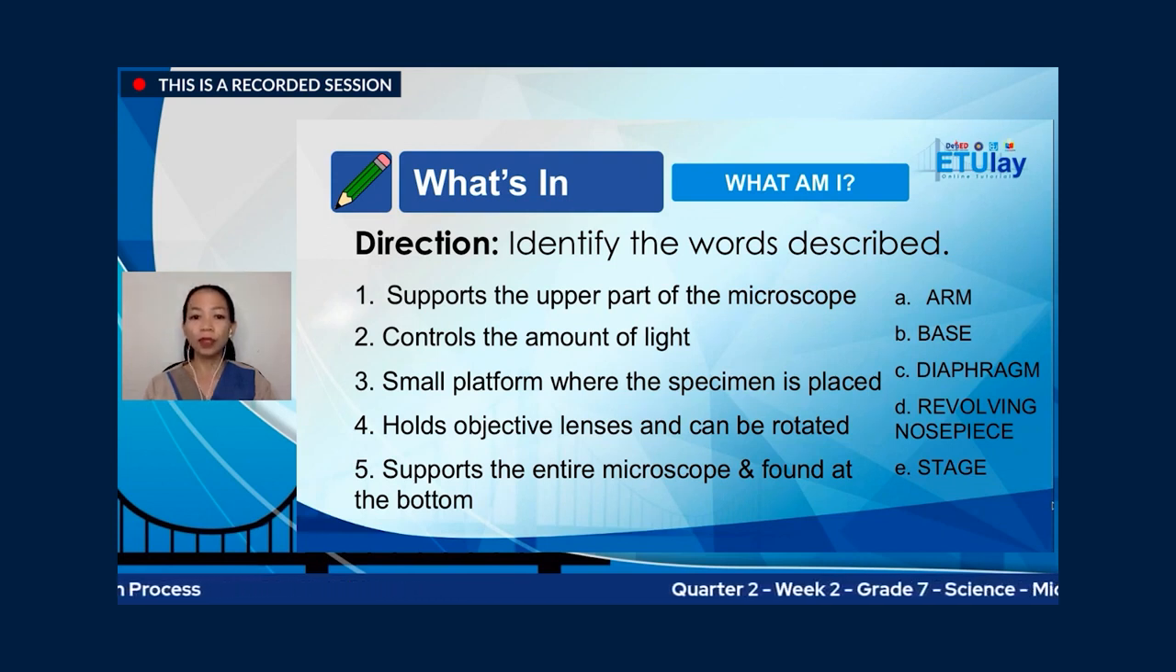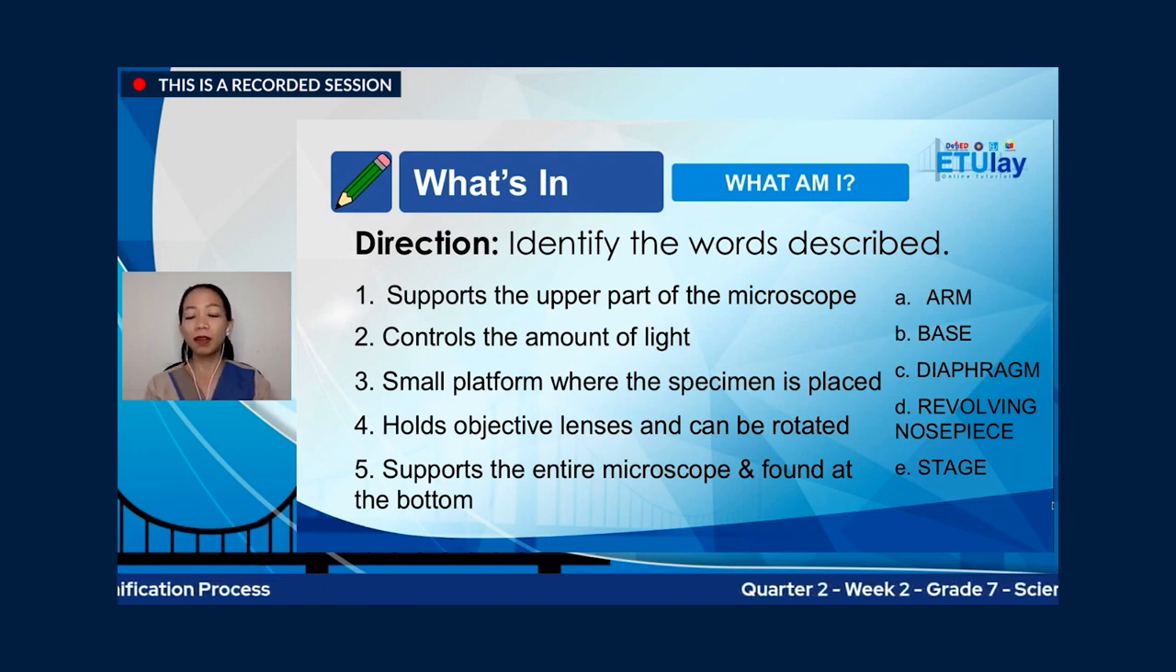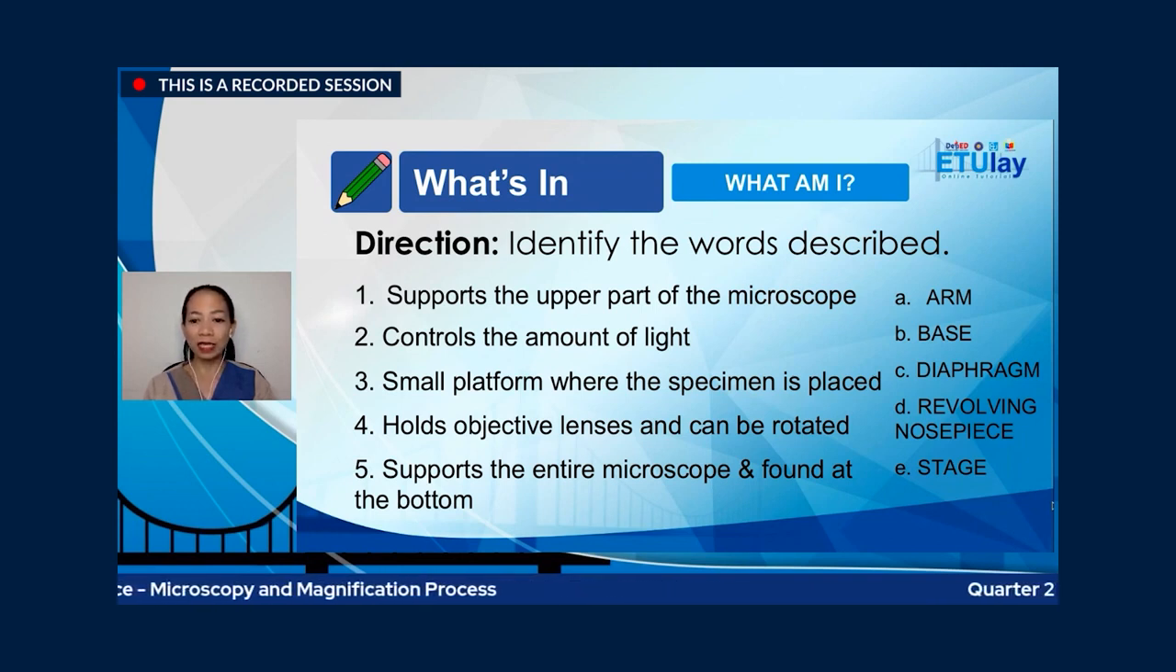2, controls the amount of light. 3, a small platform where the specimen is placed. Number 4, holds objective lenses and can be rotated. Number 5, supports the entire microscope and found at the bottom. The choices are A, arm, B, base, C, diaphragm, D, revolving nosepiece, and E, stage.